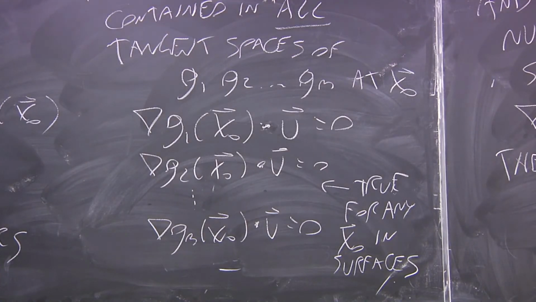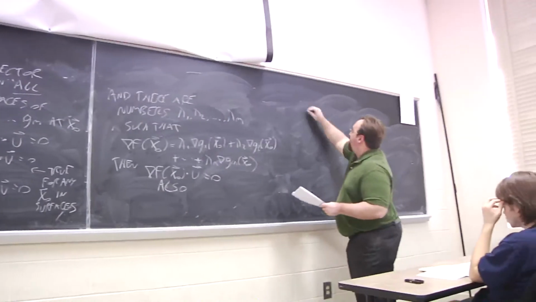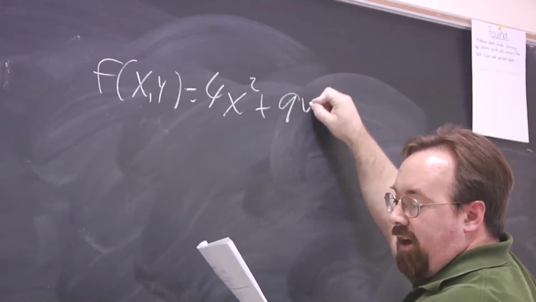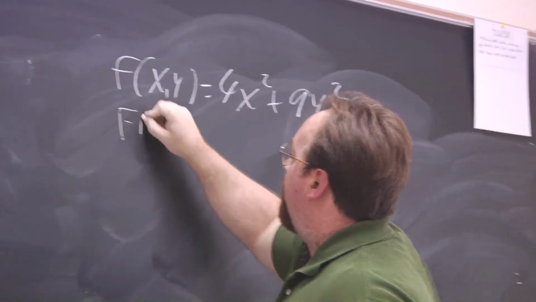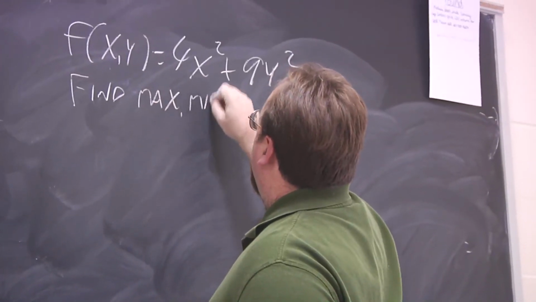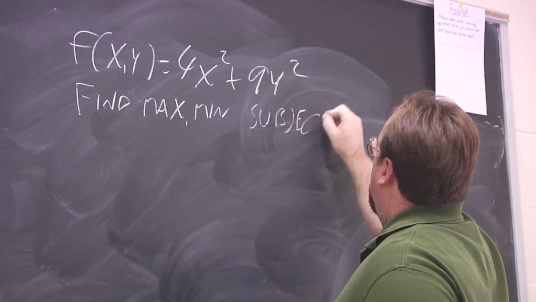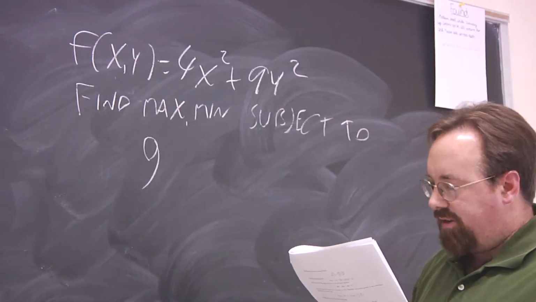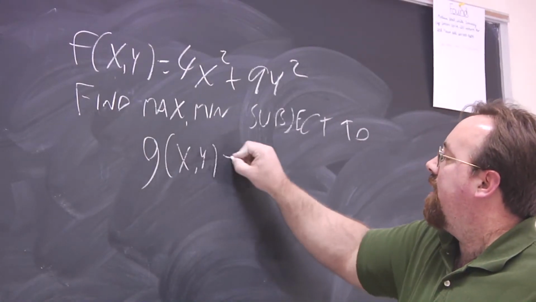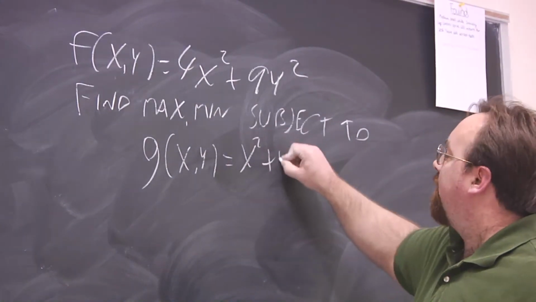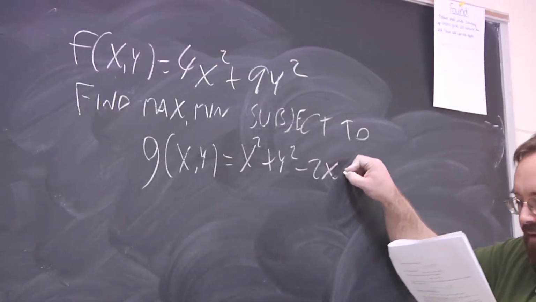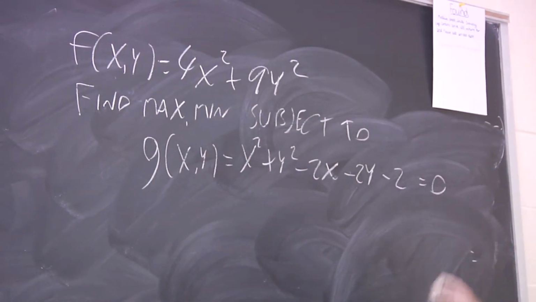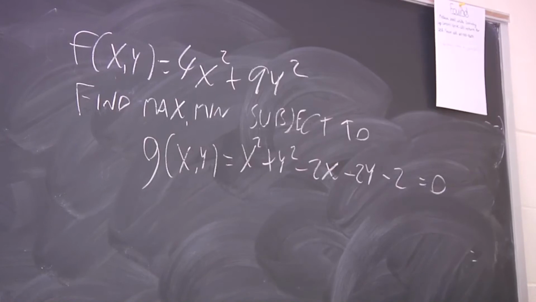All right, let's step through an example. Let's suppose that your function f of x, y is 4x squared plus 9y squared. So you want to find the max and min subject to, we're just going to have one constraint. g of x, y is equal to x squared plus y squared minus 2x minus 2y minus 2 is equal to 0. Now, we're just in 2 dimensions now.